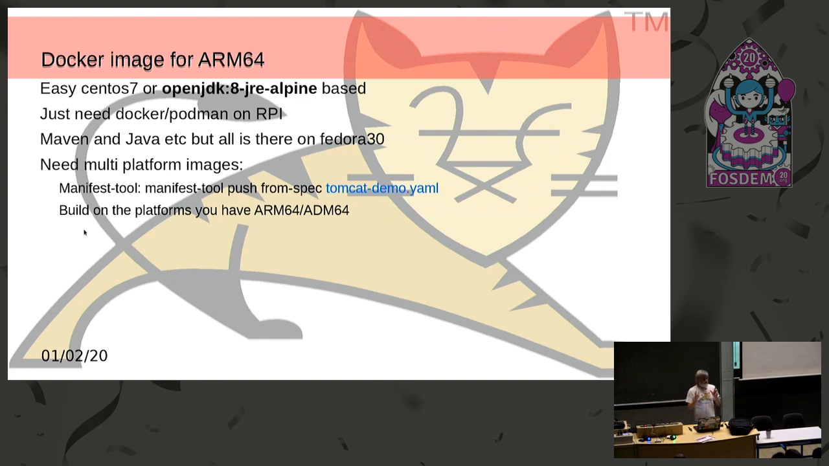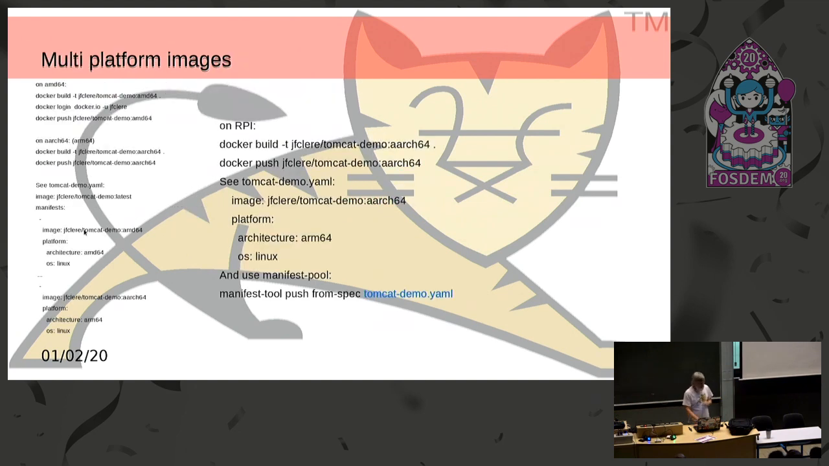You need to take care of multi-platform if you want to use the same image name. Otherwise, the first time you start it on the Raspberry, it's going to tell you it's a wrong image. So you must make sure you use the manifest tool so that Docker is able to put the right information in the Docker registry. Basically, you have the information that this image is for ARM, this image is for S390, this image is for ARM64, and so on. I won't jump into detail. You use the Docker build, you tell it which arch you are, and then the important thing is in this file that you have done on the Tomcat demo, the YAML file.